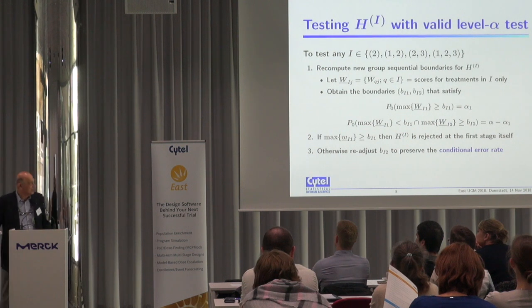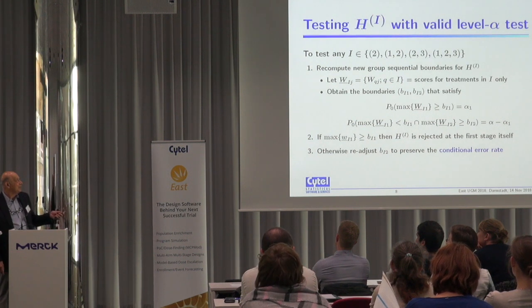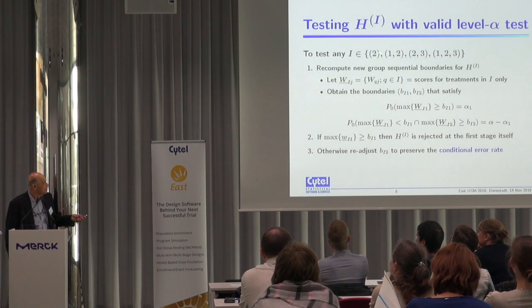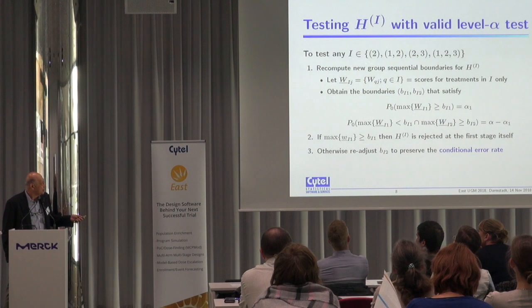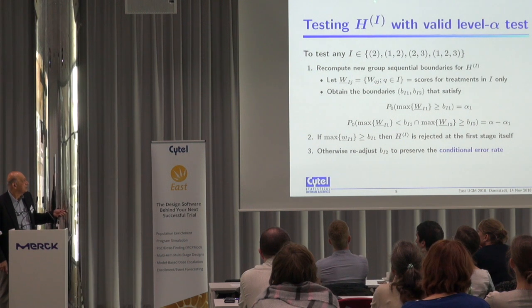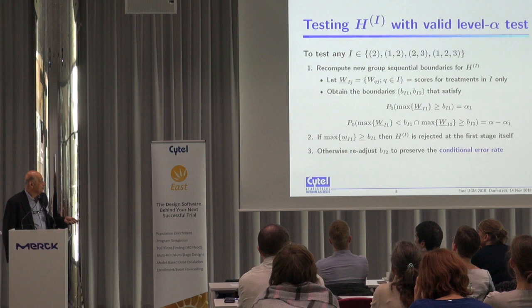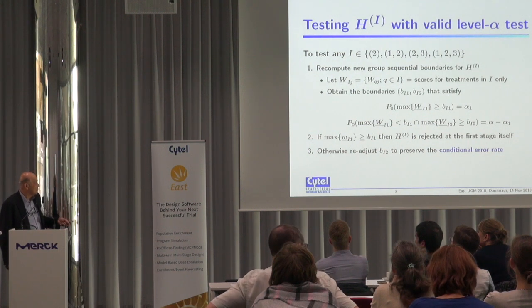So therefore, it pays us to think more generally and say let's just test HI, where I is one of these elements. Either it's this 2 by itself, or 1 and 2, or 2 and 3, or 1, 2, and 3. How do you test HI with strong control of type 1 error? So there are two steps.